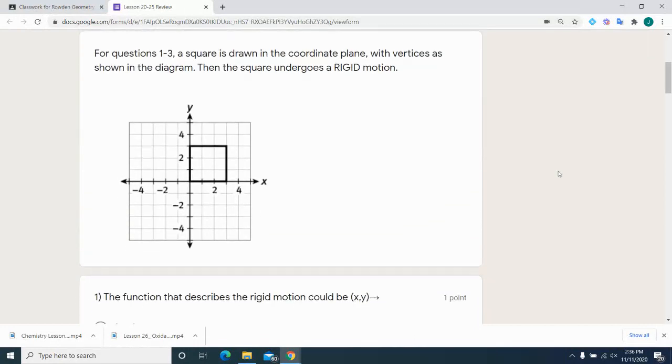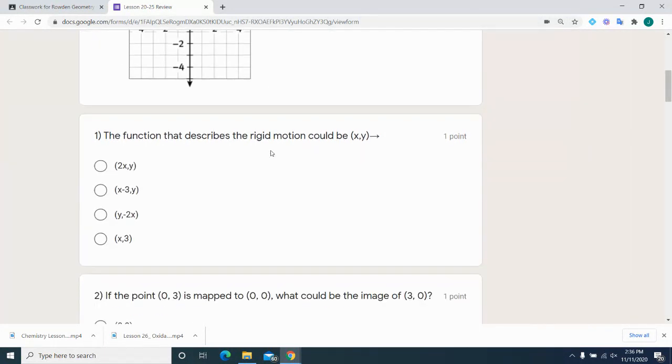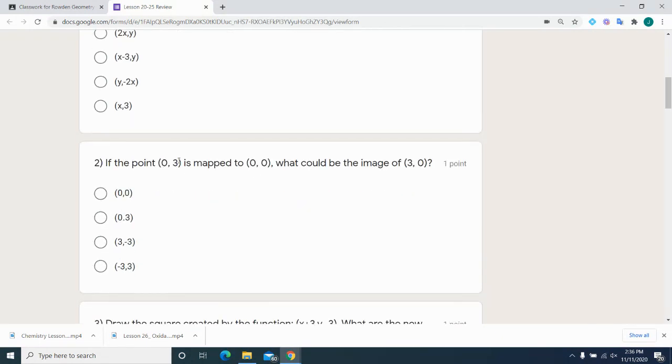Okay, so for this one, it tells us that the square is going to undergo rigid motion. So for the next 3 questions, we assume that we're starting at this square and it undergoes rigid motion. For the first question, it's basically saying which one of these is going to be a rigid motion. The only one right here is x minus 3. Remember, multiplying will always stretch or shrink, and then turning y into 3 will obviously change the shape. This is the only one that will move it without changing the shape or the size, which is what rigid motion is.